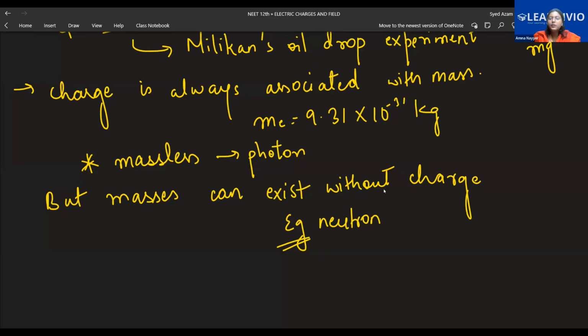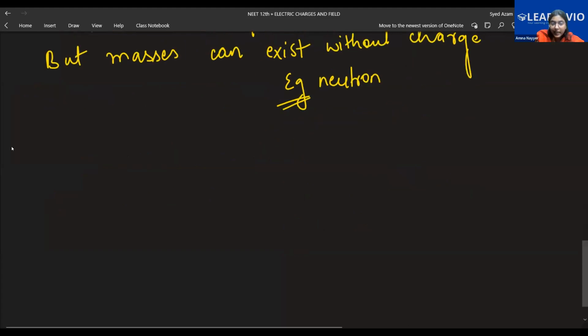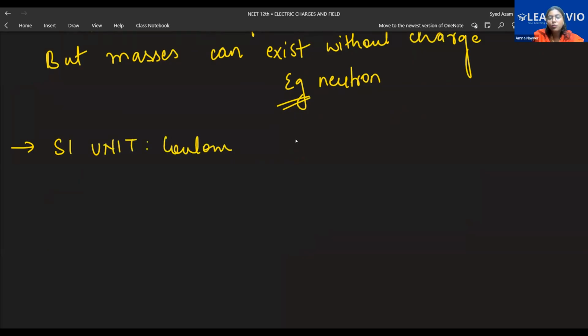One more point is that invariance of charge means charges do not depend upon speed. This also should be there in your mind. Apart from it, some things are important from your NEET exams, numericals. One thing, the SI unit, you obviously know. The SI unit of charge is coulomb.